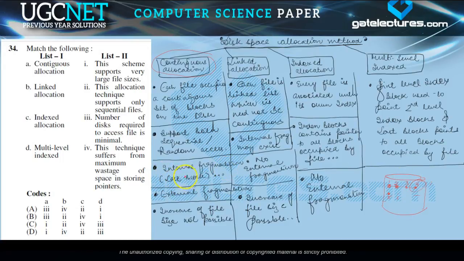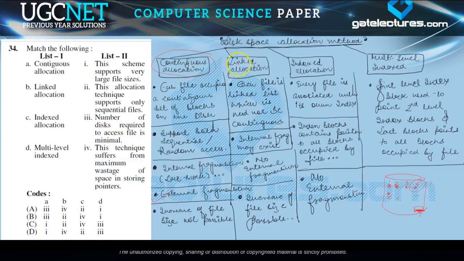Internal fragmentation is present in the last block. If we place all the files according to their sequential order, it may happen that internal fragmentation exists in the last block. Okay, and external fragmentation is also there in continuous allocation. Increase of file size is not possible because all the files are placed in a continuous manner, and we are not able to disturb any of these sequences. So in that case, increase of file size is not possible.